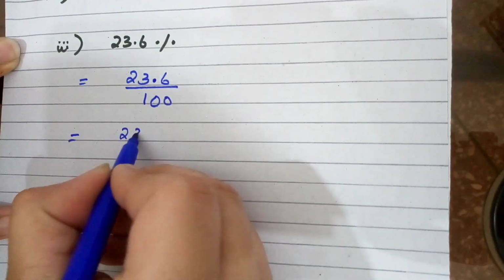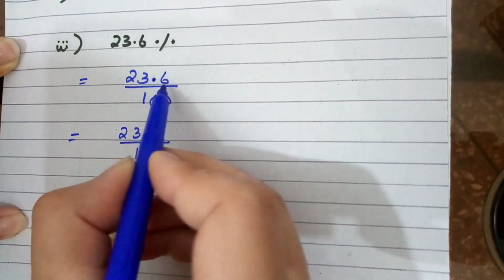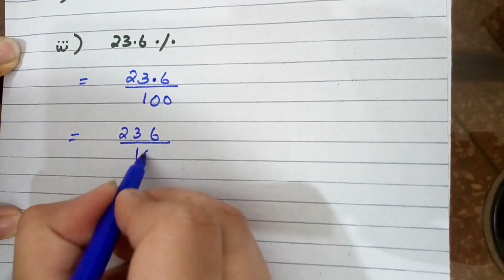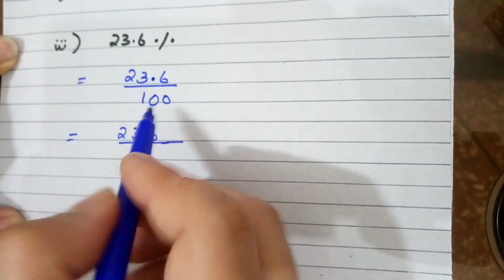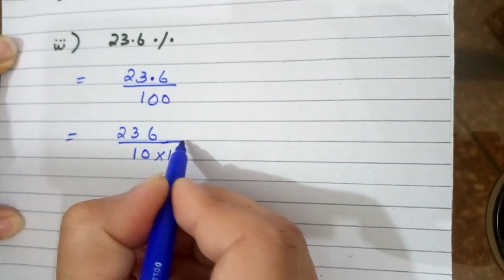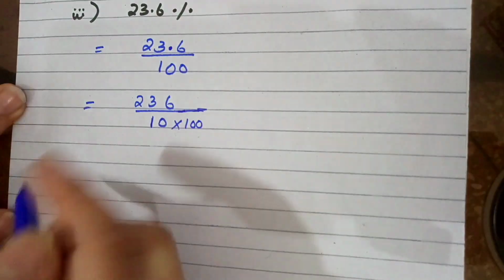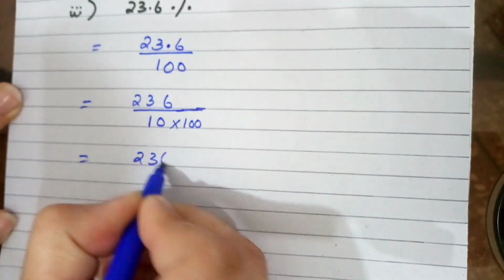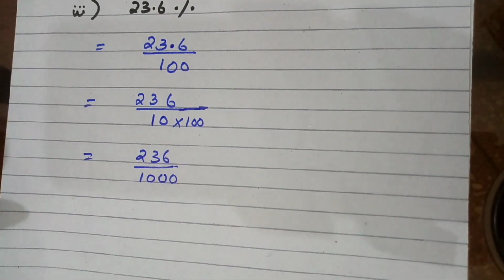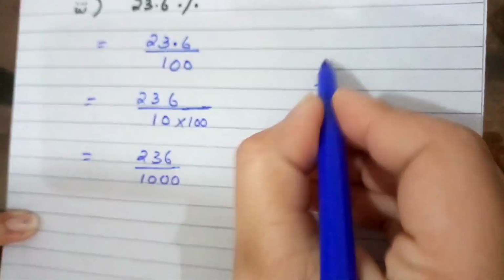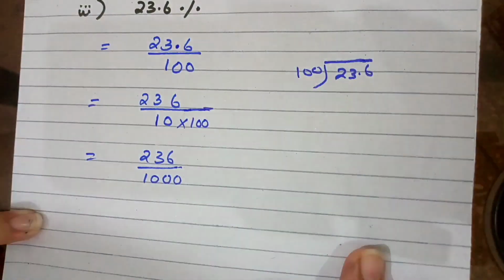So I will simplify it first. Instead of the point put the 1, and after the point we have only one digit, so we write 10 here. And the denominator we already have is 100, so multiply that term with 100. This is how we resolve the point in the term. So 236 divided by 1000. Or if you feel difficulty solving this way, you can directly divide 23.6 by 100. So you can apply any method.